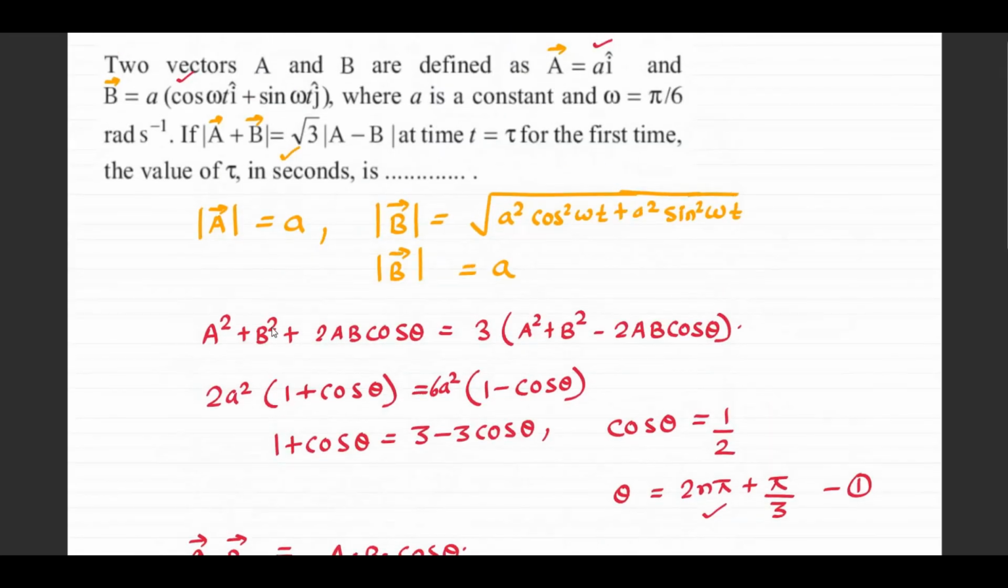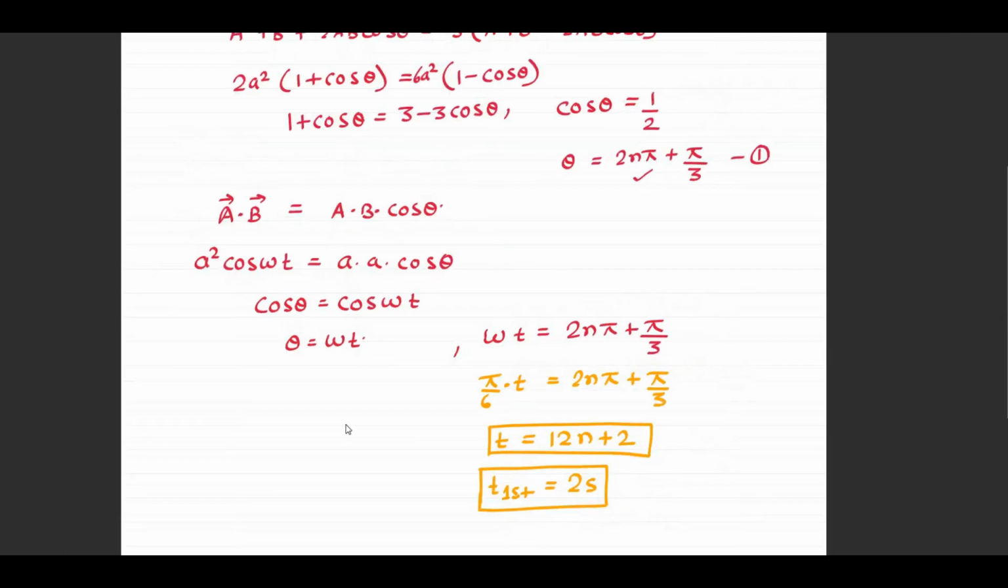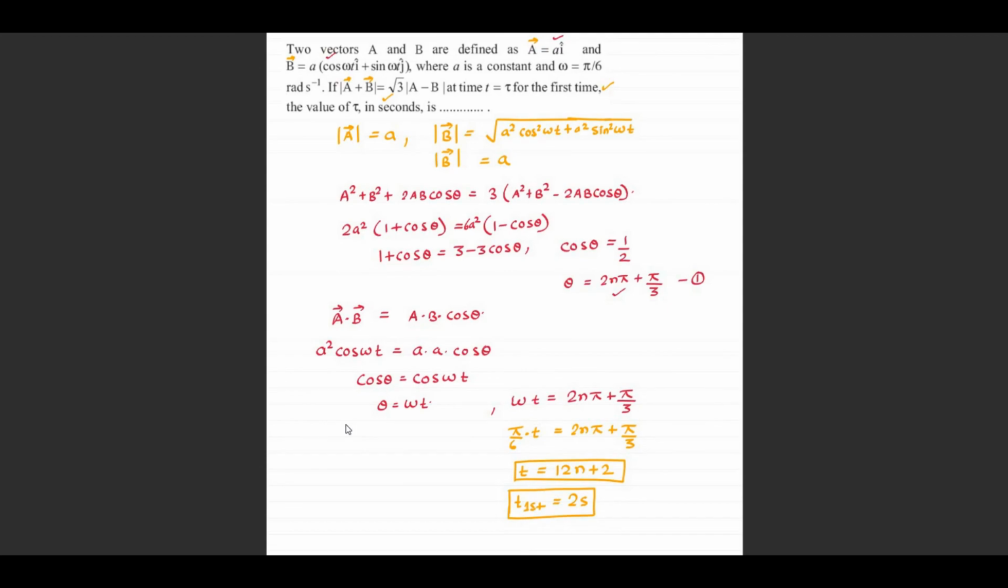so can I say in the question we were looking for the first time. So first time will occur when n is 0. If you put n 0, that will be 2 seconds. So answer to this question will be 2 seconds. Right? Answer to this question will be 2 seconds. Fine.